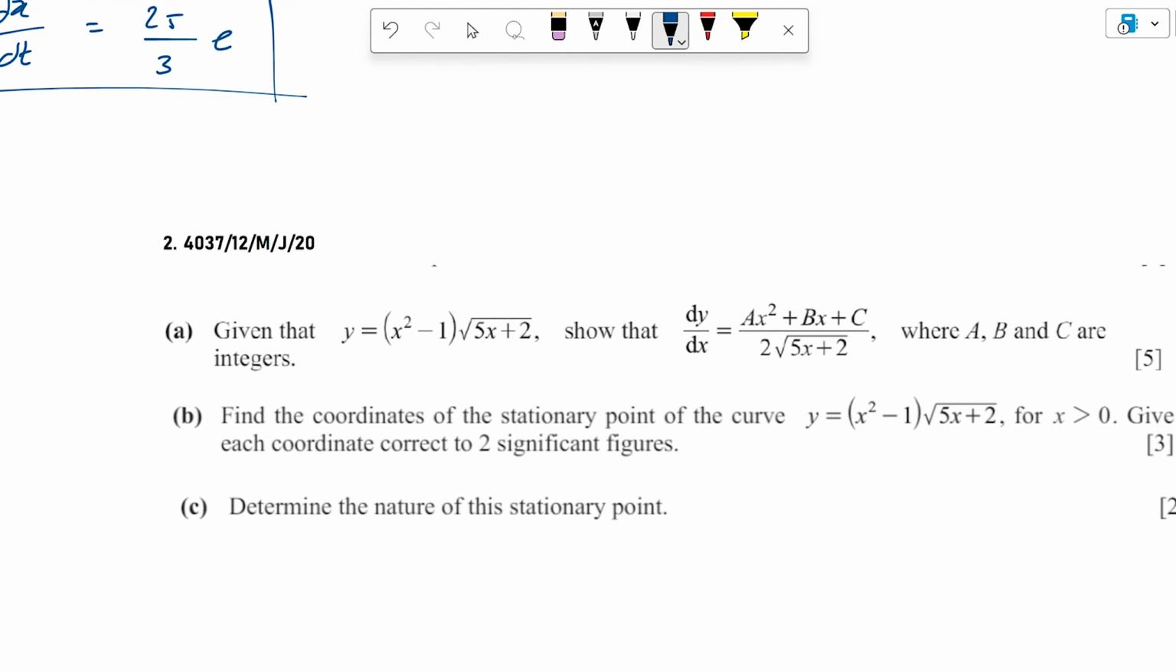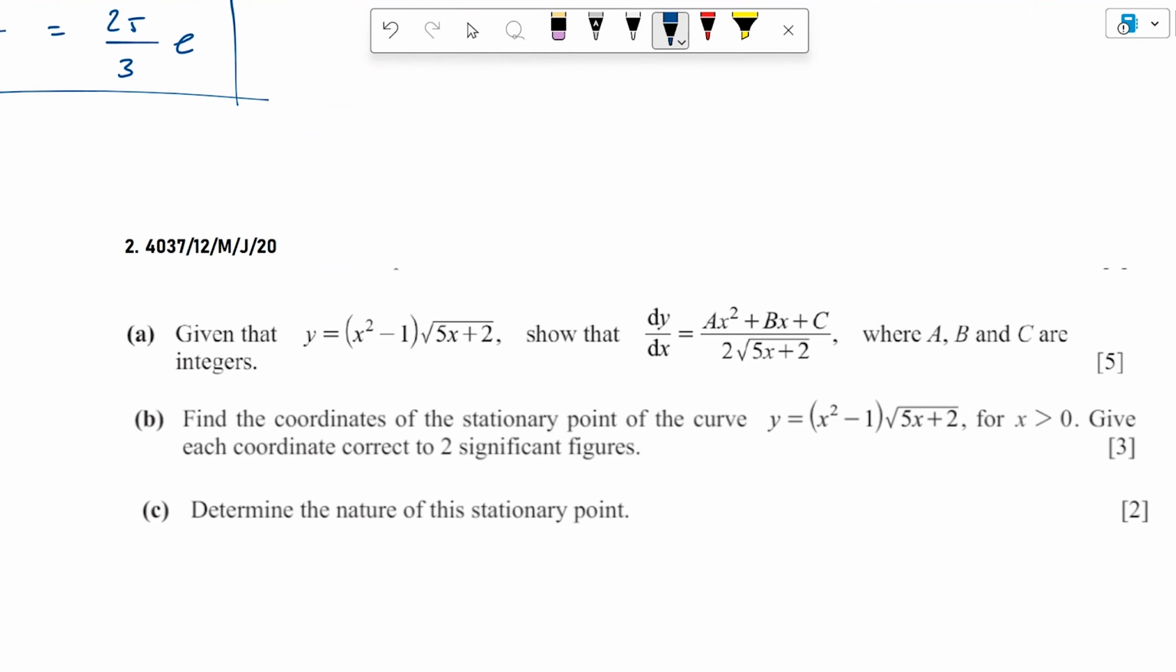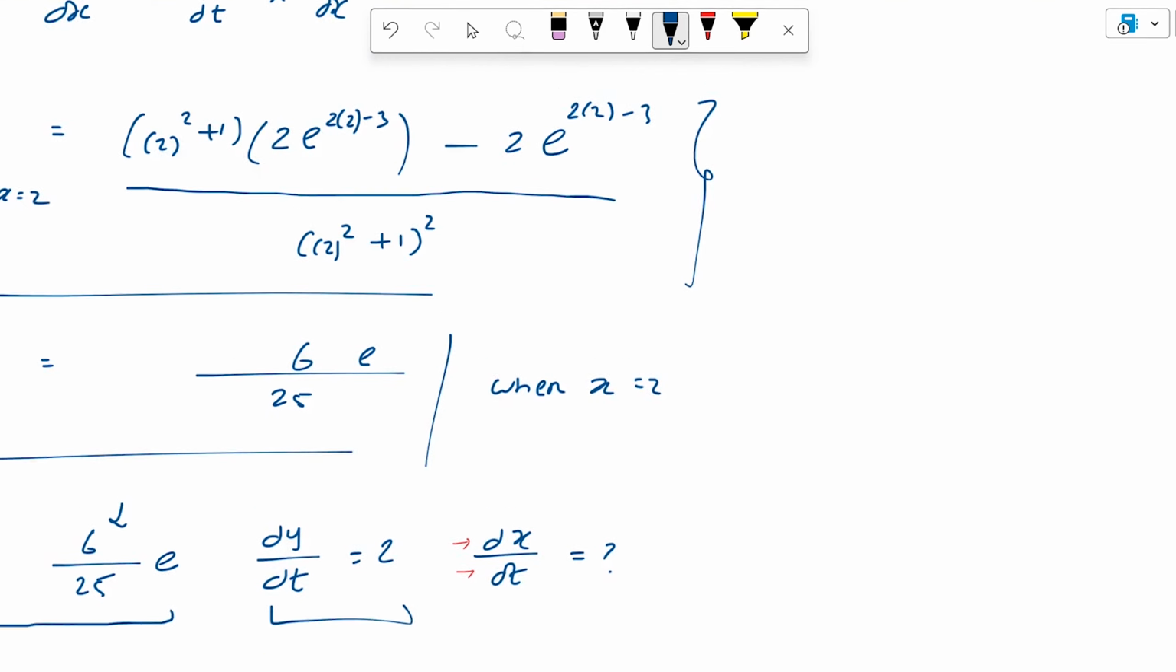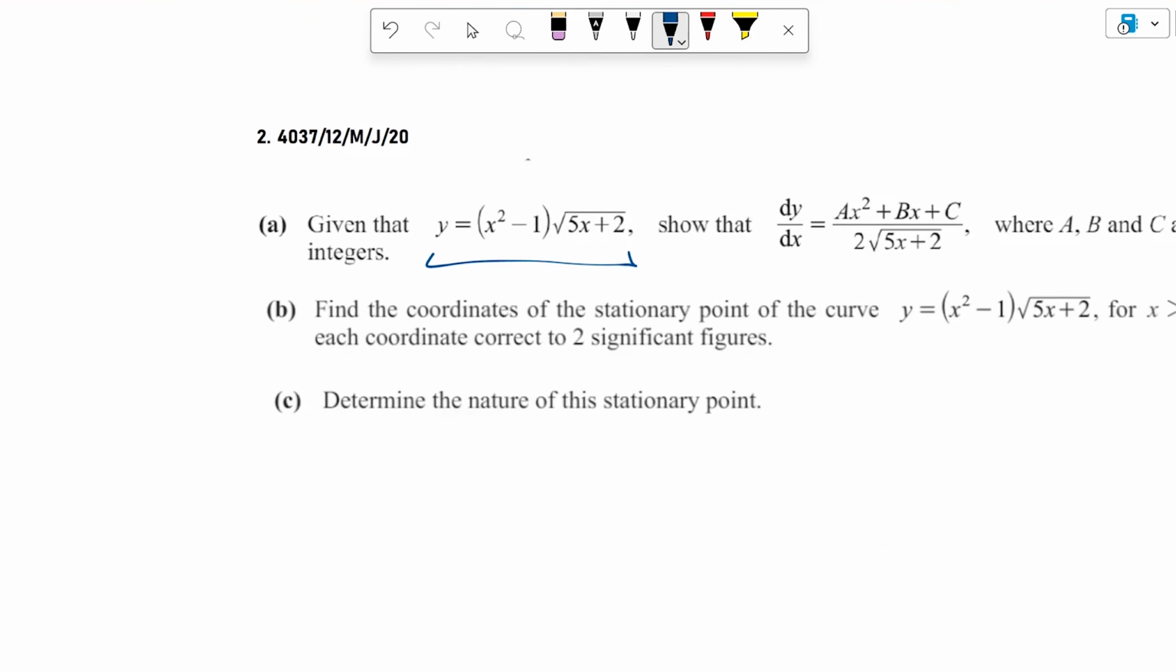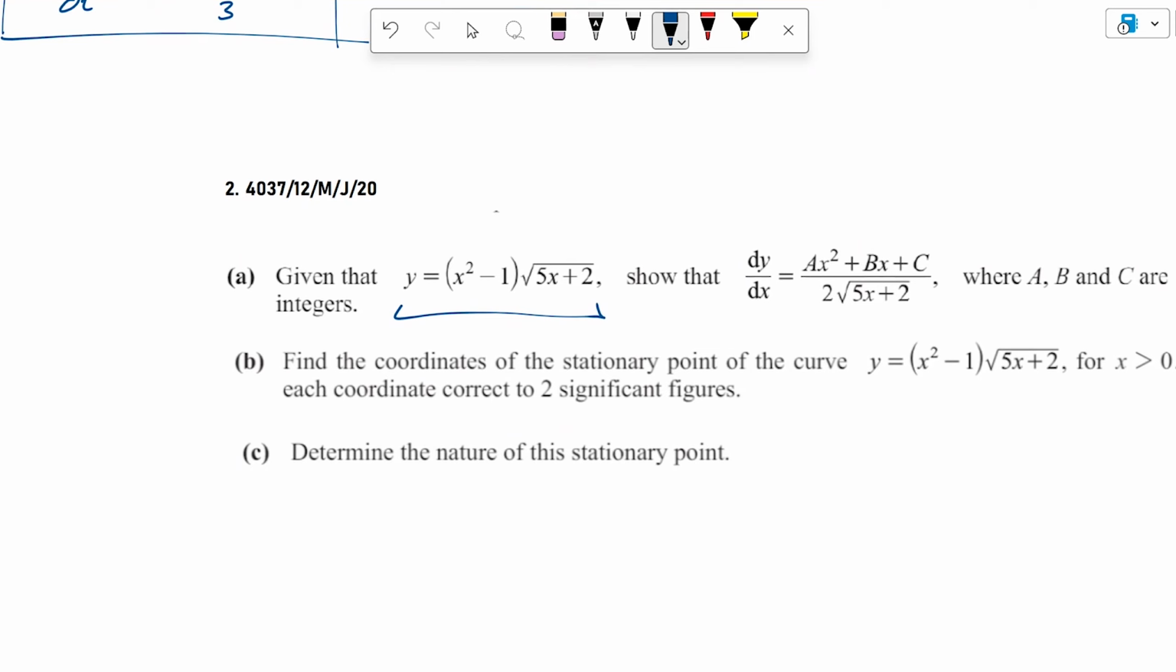Okay, now moving on to the second question. May, June 2020. We have some equation here. This equation is going to use the product rule. Product means multiplication. Whenever you have something like this, a fraction, you're going to use the quotient rule. And whenever you have something that's been multiplied, you are going to use the product rule.